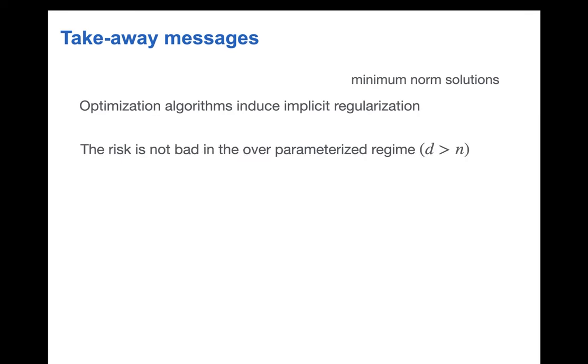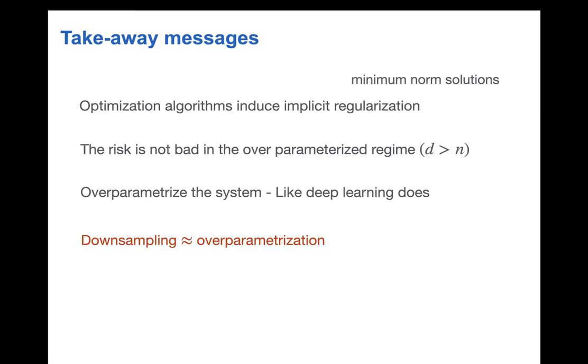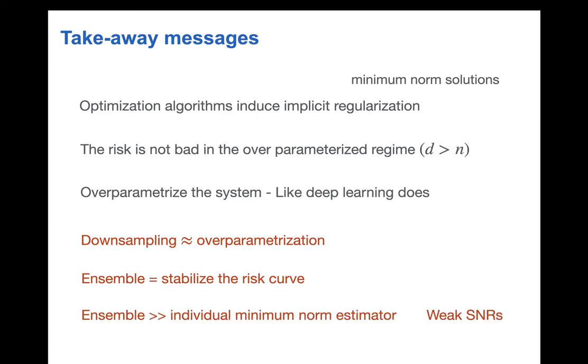And this is sometimes not bad in the overparameterized regime, because the dominant term sometimes is a variance term. The variance is really exploding. And at least in our case, in the linear system, you can do two things. You can either overparameterize the system like deep learning does, or you can do downsampling. Downsampling is exactly the same as overparameterization in terms of statistical generalization properties. And what ensemble does is that it gives you stabler risk curves. So risk is never exploding, right? So ensemble is much better than individual estimators when you have weak or super weak SNRs.